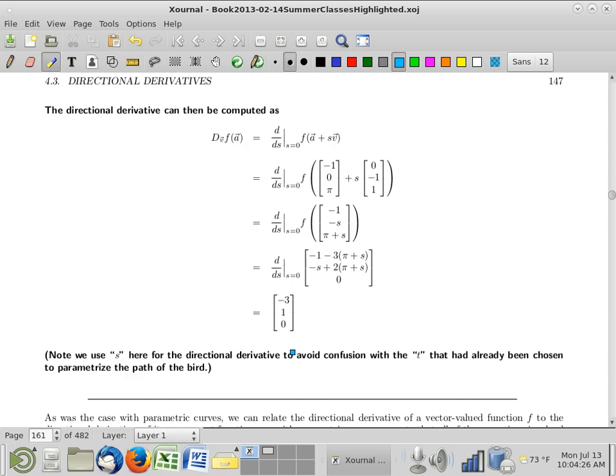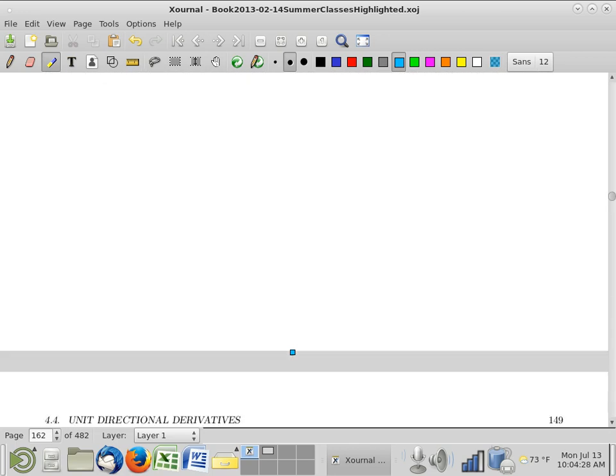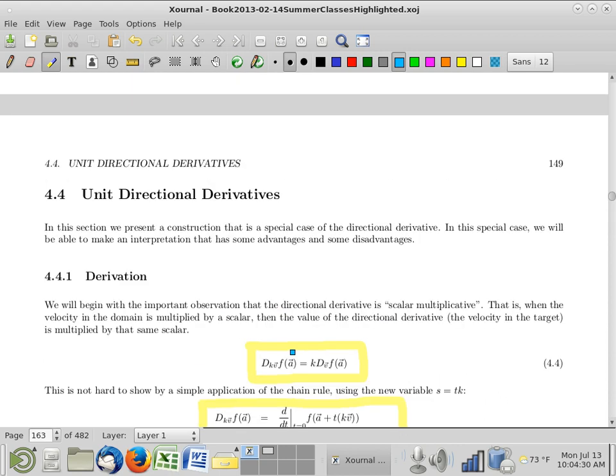Okay. All right, so I'm going to move on to the next section now and talk about unit directional derivatives. Again, there's a different point of view on what the word directional derivative ought to mean, and the term is used in different ways in different contexts. So again, be on the lookout. Be careful.